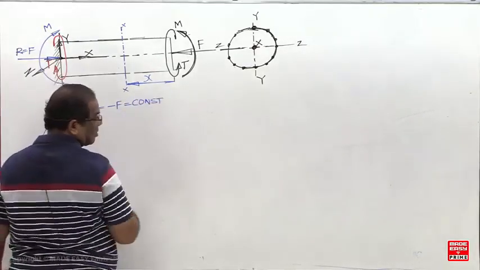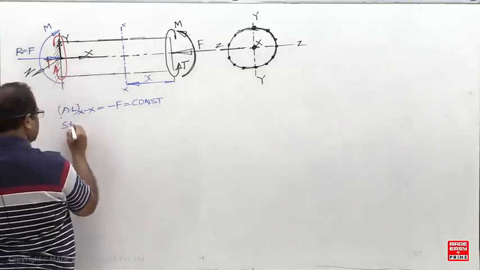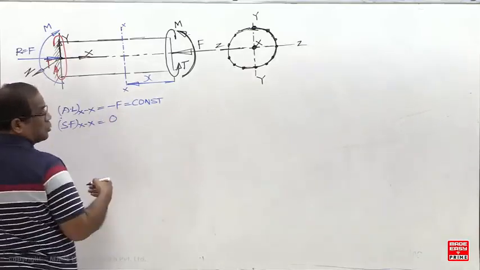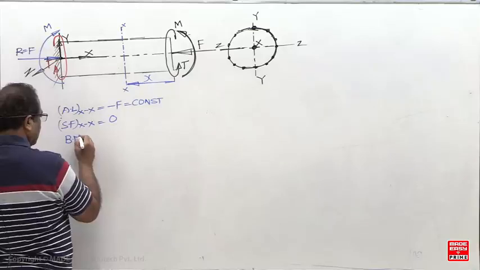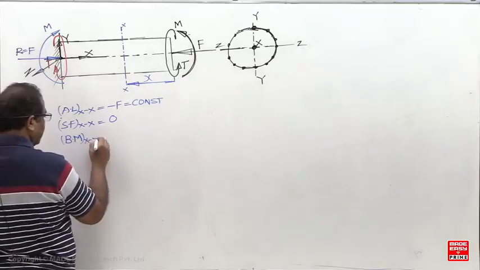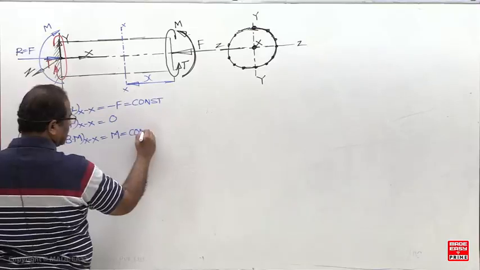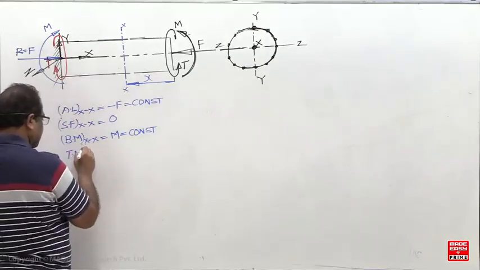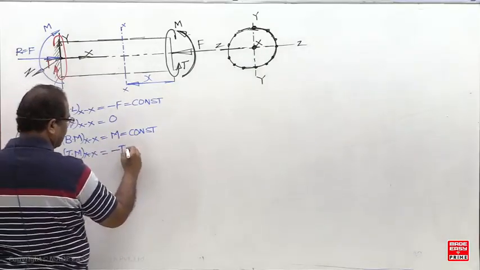Is independent of x, means ALD is a rectangle. What is the shear force? 0. To get a shear force, one constant point load is required. And bending moment plus M is a sagging constant independent of x. And twisting moment minus T.